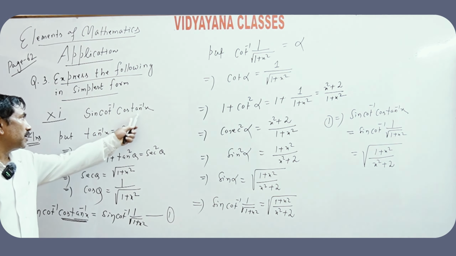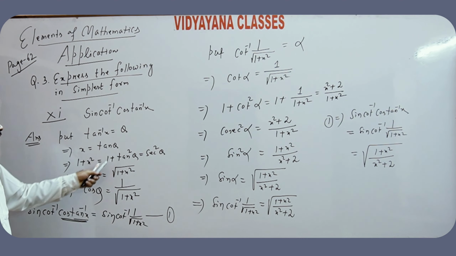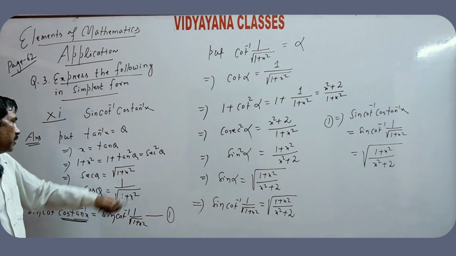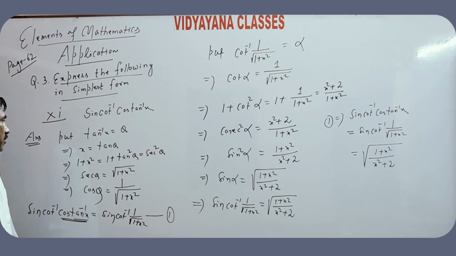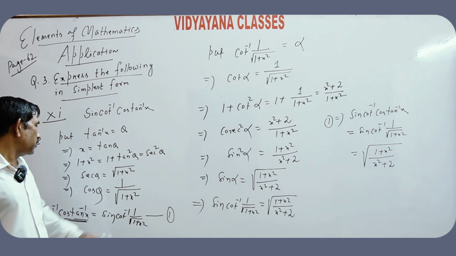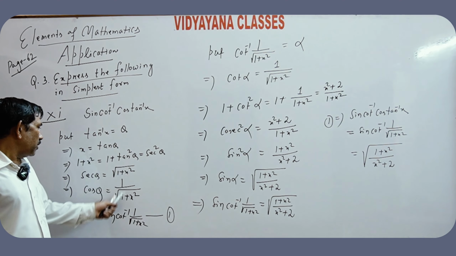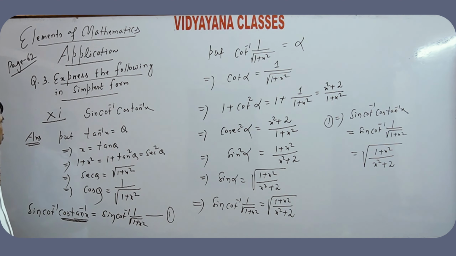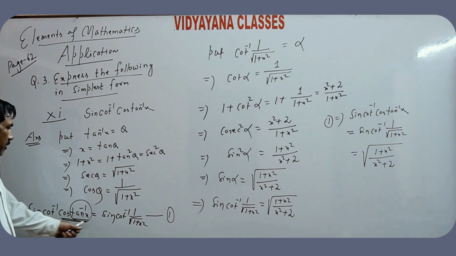Clear? Tan inverse x is taken as theta, x equals tan theta, 1 plus x square is equal to sec square theta, sec theta is equal to square root of this. So cos theta is equal to 1 divided by root of 1 plus x square. So the given question can be written as sin cot inverse cos theta. This result is theta, and cos theta is equal to this. So this can be written as this.